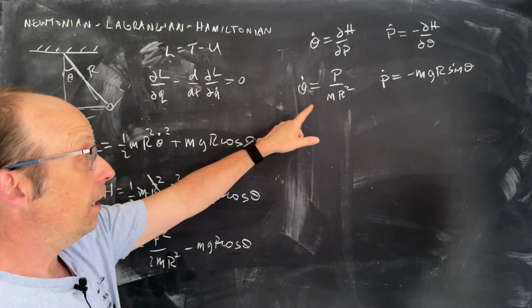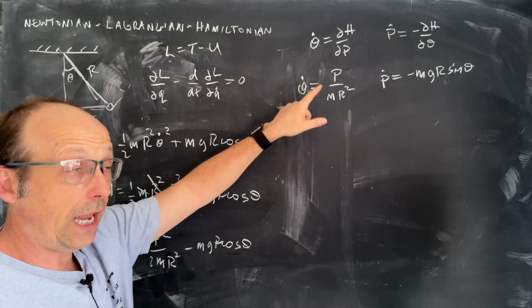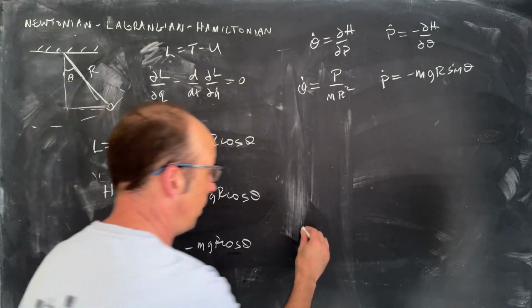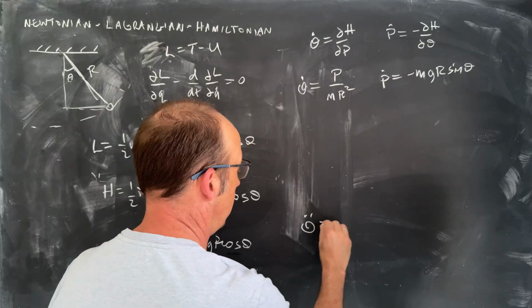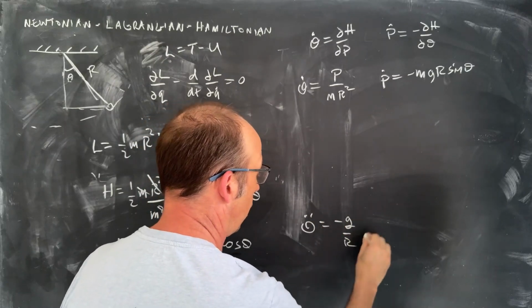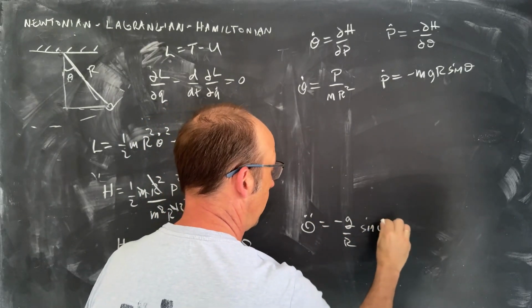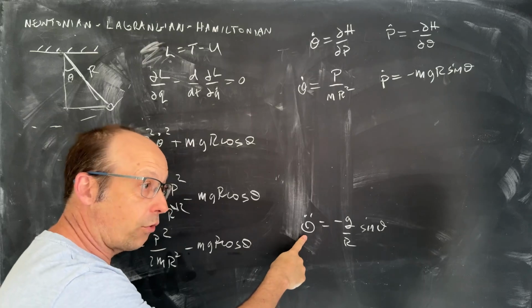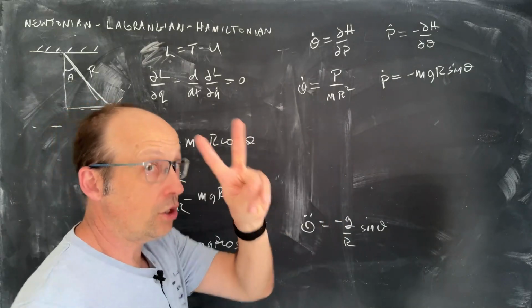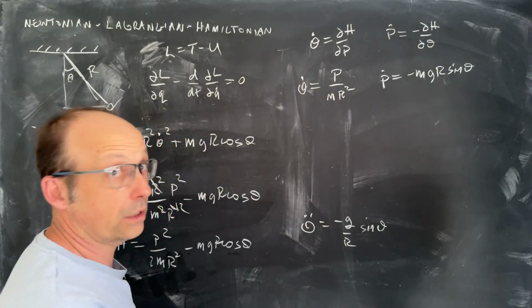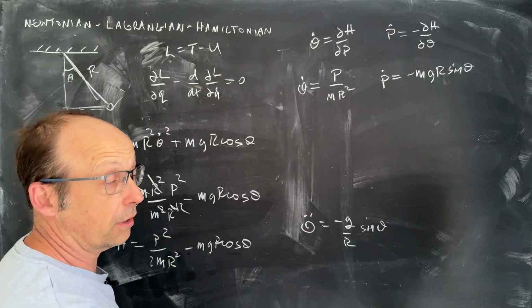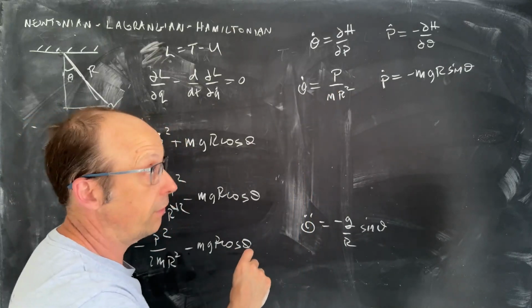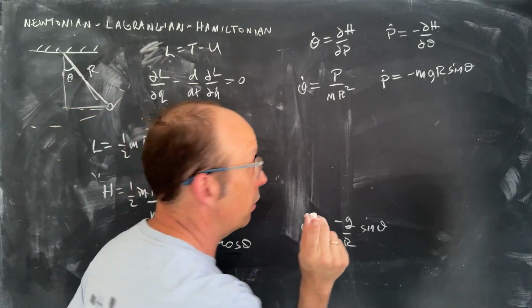Because the key thing here in the Hamiltonian mechanics, remember my other solution, theta double dot, is negative g over r sine theta. That's what we had before. That's a second order differential equation. Here I have two first order differential equations, and that's the big difference with the Hamiltonian, is that you get two first order differential equations, which I will solve numerically for you.